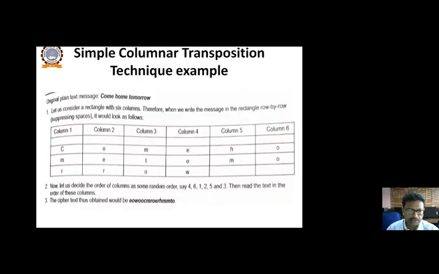We have considered the order 4, 6, 1, 2, 5, 3. So first of all, 4 is considered, so the first characters will be EOW. 6 is considered, then the characters will be OO. Then 1 is considered, so 1 is this one, CMR.